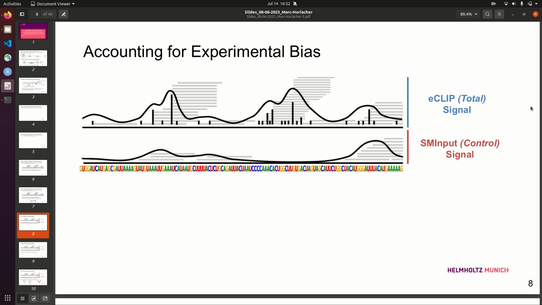Also, some nucleotides are more photoreactive than others, so several biases are introduced during the eCLIP protocol. Fortunately, eCLIP is usually paired with a control experiment, the size-matched input control, which basically omits the immunoprecipitation step, so it represents a kind of broad background binding signal. So how do we use this control sample to correct for CLIP-seq biases?